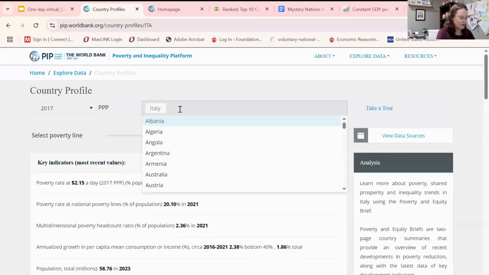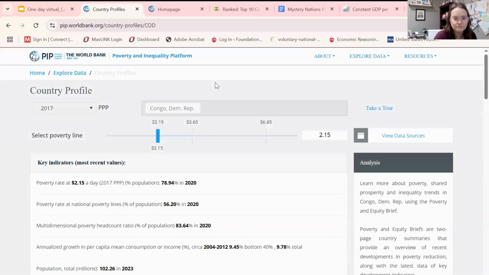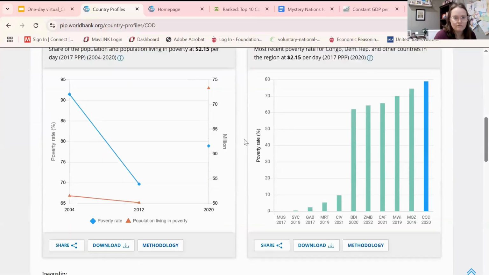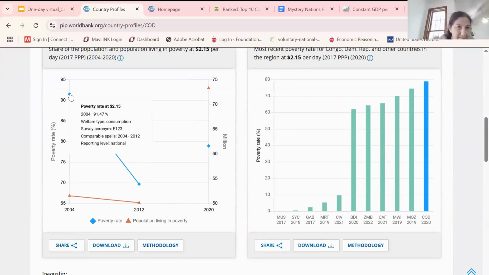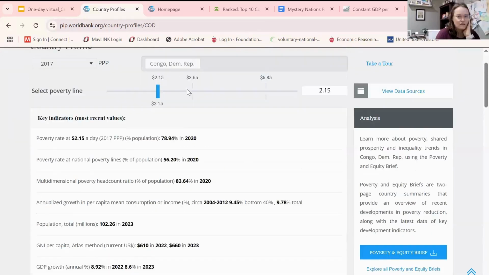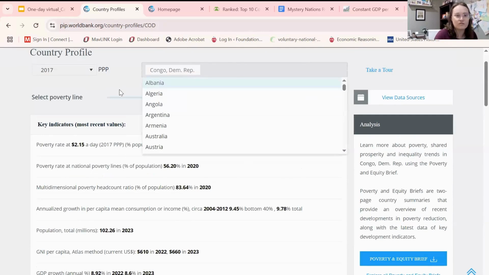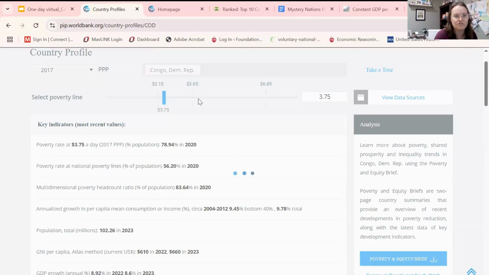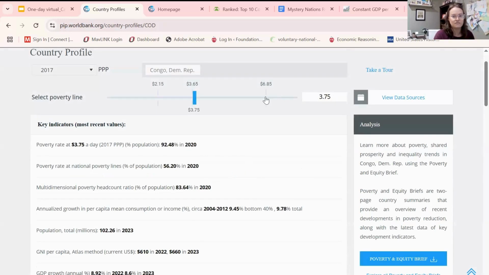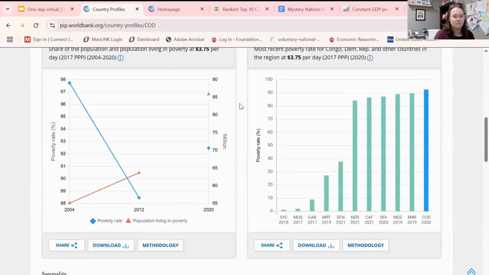So let's go to Congo, because that was shouted out. Look at that data. Over 90% in 2004. Wow. And you can also, I didn't say this, you can change this to 3.65. So you can change the absolute value or the absolute poverty line. You can change that, and so you can see what's happening.